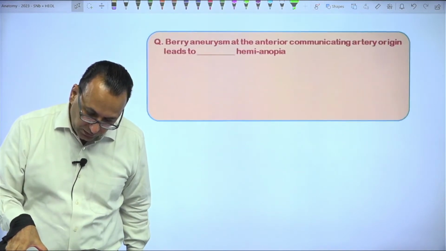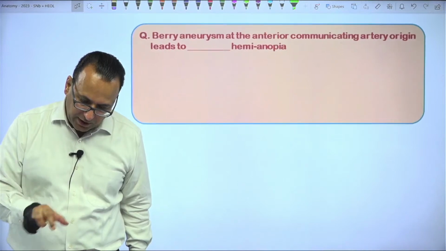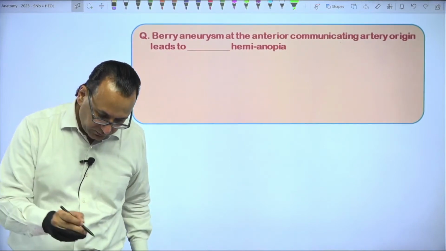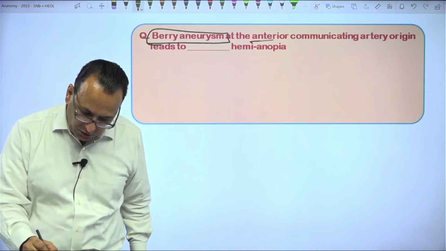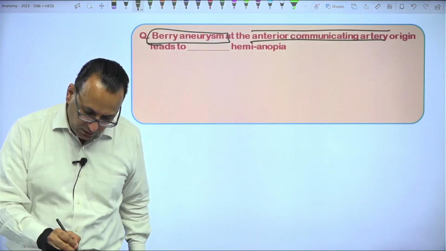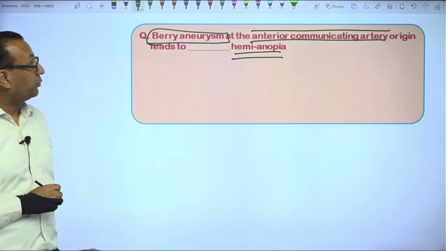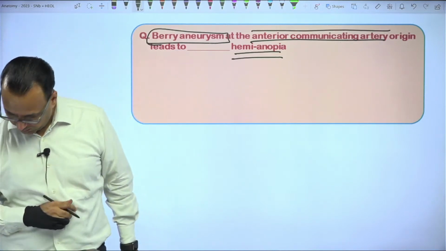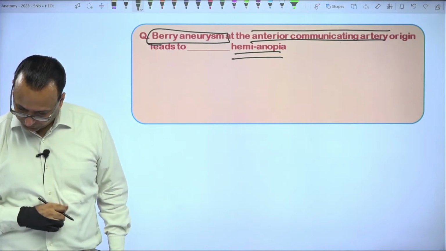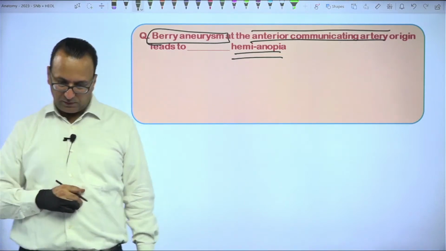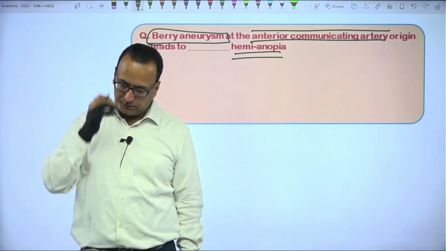Now, berry aneurysm at the anterior communicating artery. Berry aneurysm at the anterior communicating artery origin leads to which kind of hemianopia? Could you give the answer in the chat? Berry aneurysm at the anterior communicating artery.